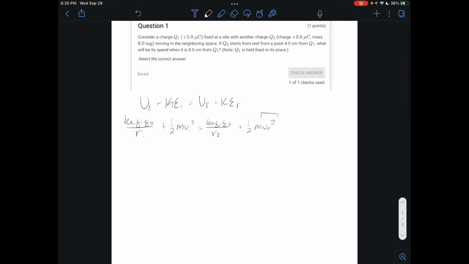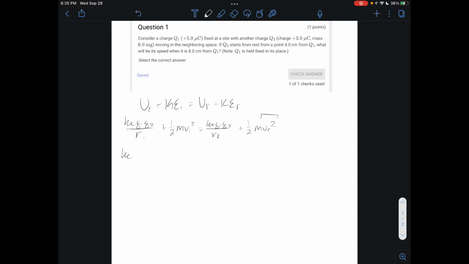So I'm just going to plug in what we know. We have Ke times our first charge, which is 5 times 10 to the negative 6 coulombs, because those microcoulombs are just the negative 6, times our 3 microcoulombs, times 10 to the negative 6 regular coulombs. And that's over our first radius, which is this 4 centimeters, because that's where it starts, and it's starting from rest. So in meters, that's 0.04 meters.